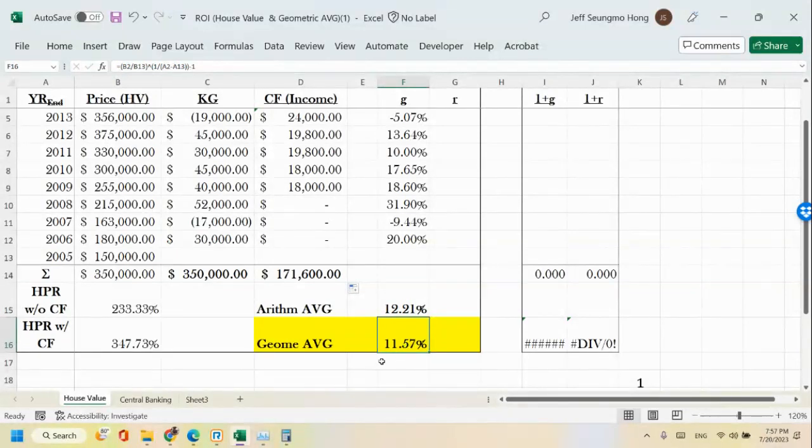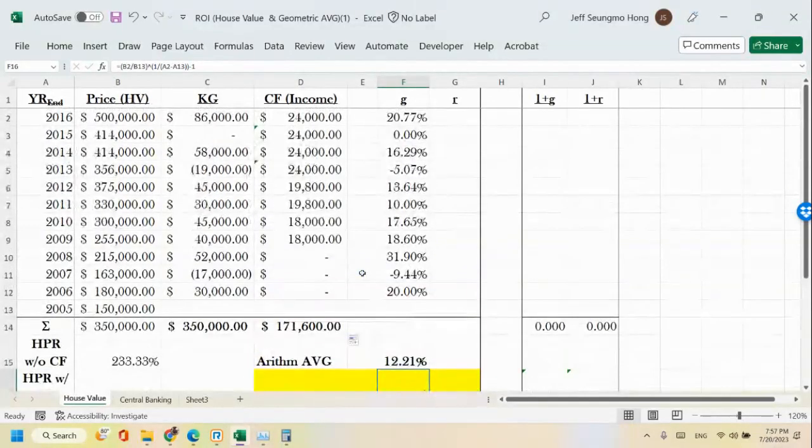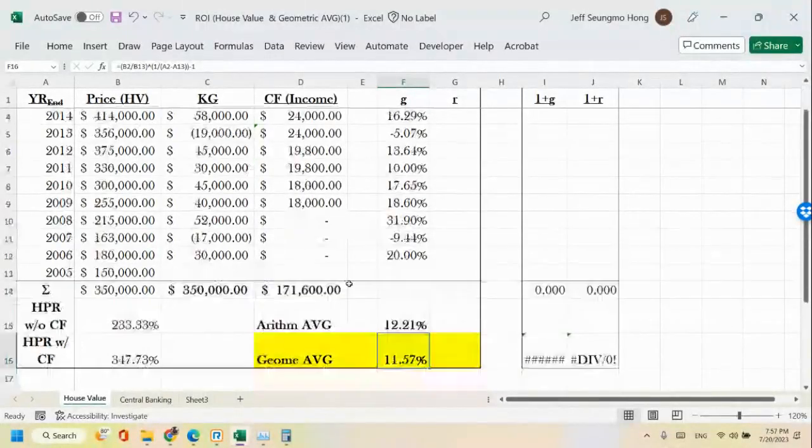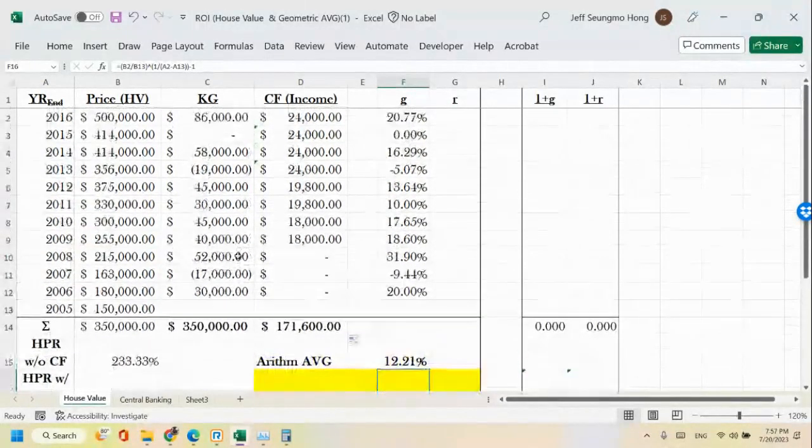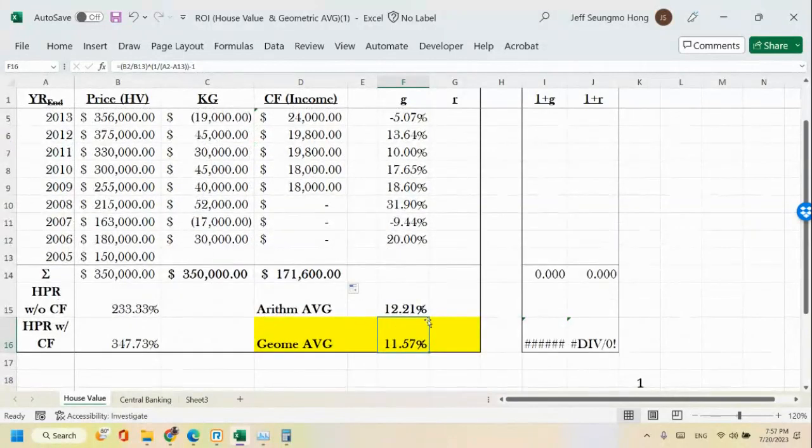And if you have a longer time horizon, it will really overshoot. For example, our holding period is 11 years, and if our holding period increases, the discrepancy will be greater. So we need to know what geometric average is.